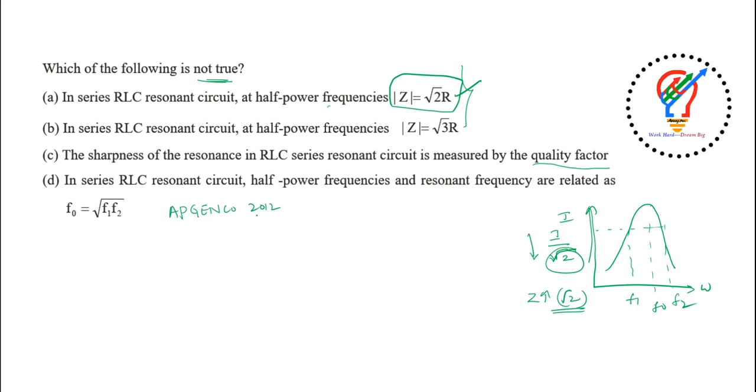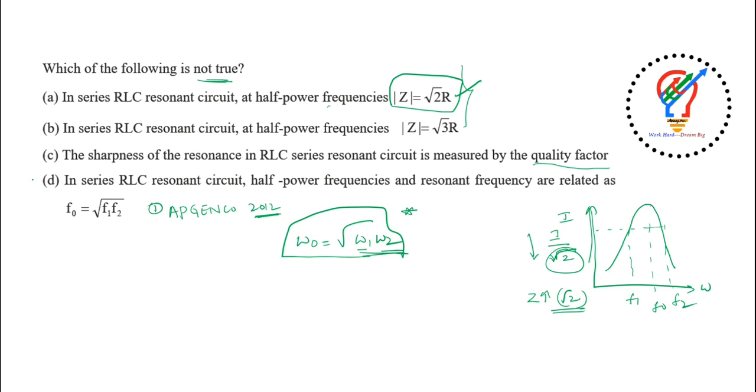AP Genco 2012 paper, I think so. In the 2012 paper, the first question they asked is whether omega naught is equal to the square root of omega 1 omega 2. So they asked the relationship between the lower cutoff frequency and the upper cutoff frequency. This is also very important, and you should note it.